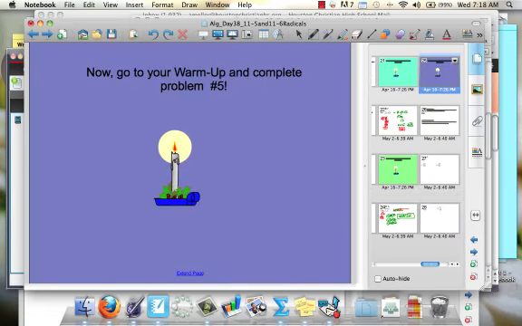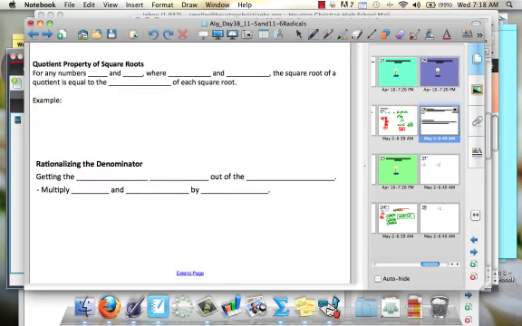So now go to your warm-up and complete problem number 5. The quotient property of square roots. For any numbers a and b, where a is greater than or equal to 0 and b is greater than 0, the square root of a quotient is equal to the quotient of each square root. So, for example, if I have the square root of a over b, this equals the square root of a over the square root of b. Okay?